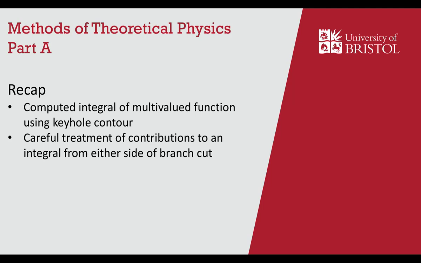As a quick recap of what we looked at last time, we saw how to compute integrals of multivalued functions, and that involves using a branch cut to make it single valued, and then a keyhole contour to integrate along. In particular, we also noticed that care must be taken for contributions to such an integral on either side of the branch cut, and that's due to how we assign principal values to angles in such a setup.